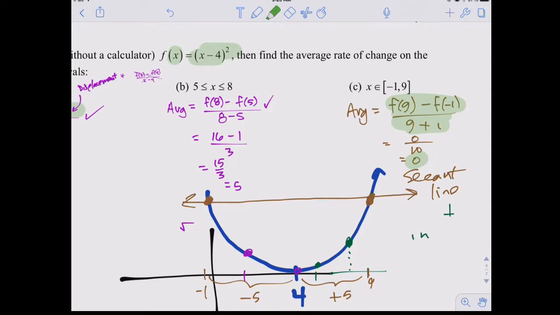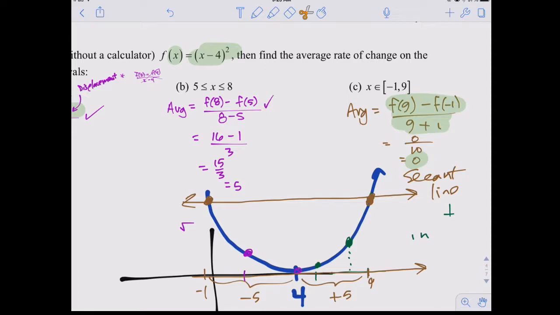Now, let's go back to what I just talked about. If the average rate of change on the entire trip was 0, did there have to be a time between negative 1 and 9 where the instantaneous rate of change was 0? Where the slope of the tangent line was 0? Heck yeah, let's see what that would look like. Yes, very good. That's at 4.